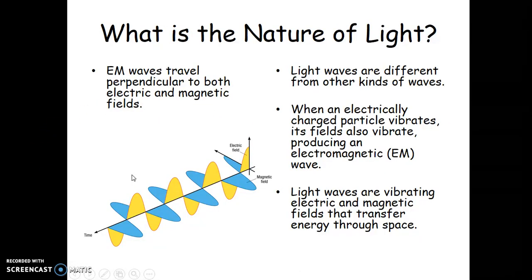Okay, the first thing you need to know is electromagnetic waves travel perpendicular, okay, to both electric and magnetic fields. So they actually interact with electric and magnetic fields. Light waves are a little different than other kinds of waves. They're electrically charged particles that are going to vibrate to produce an electromagnetic wave. Okay? And so light waves are vibrating electric and magnetic fields that transfer energy through space. These are the waves that can actually travel through empty space. They need no medium. Unlike sound waves, which need a medium, a solid, liquid, or gas, light waves do not.